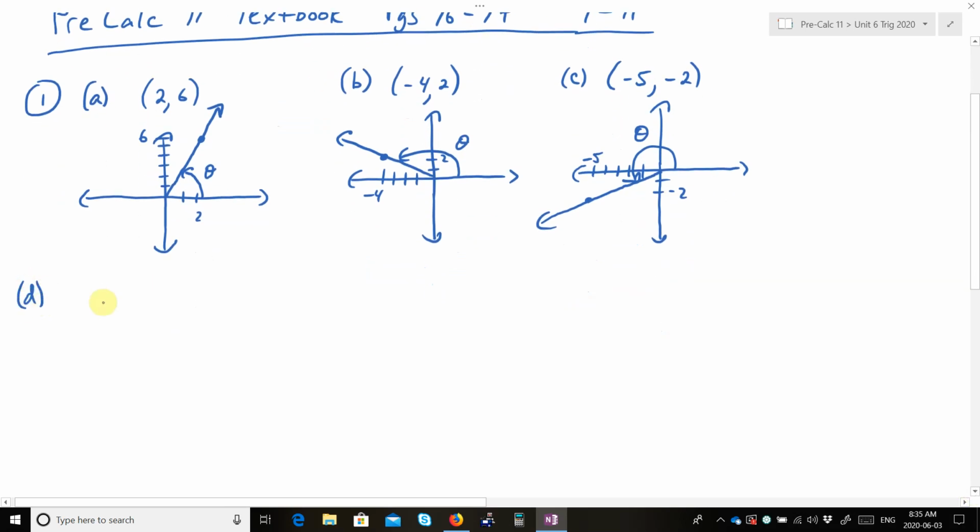And finally, letter D, we have the point -1, 0. -1, 0 is right there. That's the terminal arm. The initial arm would be out like this, and the angle is like that, 180 degrees.